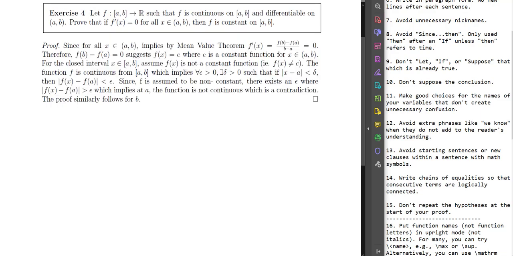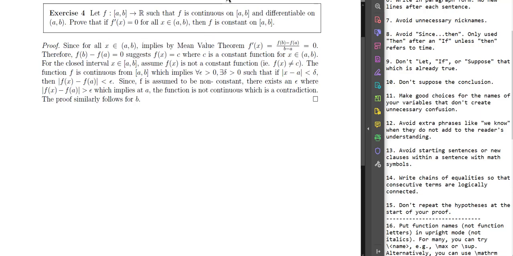Okay, let's go to number 3. Same problem. "Since for all x in (a, b) implies by mean value theorem blah." Okay, so here there's a lot going on, but let's start with the grammatical side. This is not a sentence, right? "Since for all x in (a, b)," comma, okay, so new clause. So what's going to happen, "implies by mean value"? Yeah, this is just not what you're meaning to say.